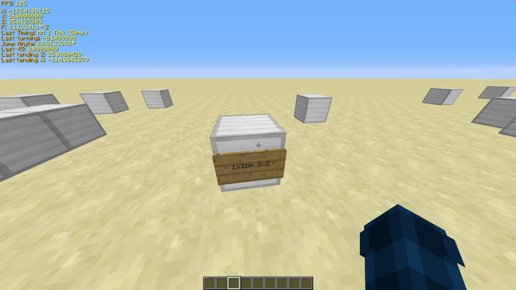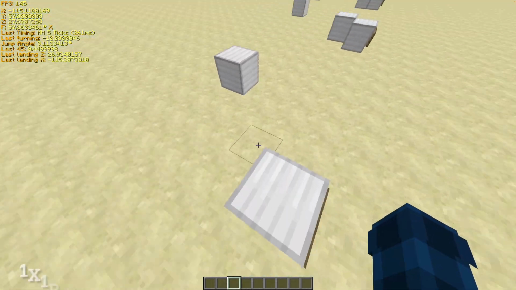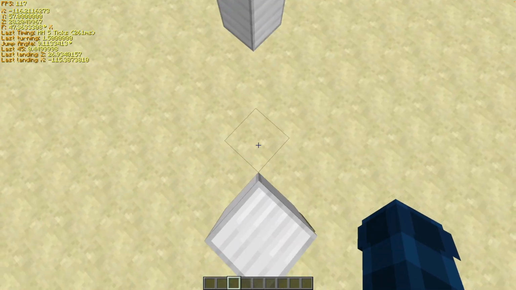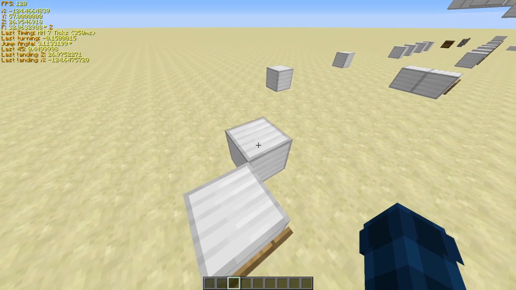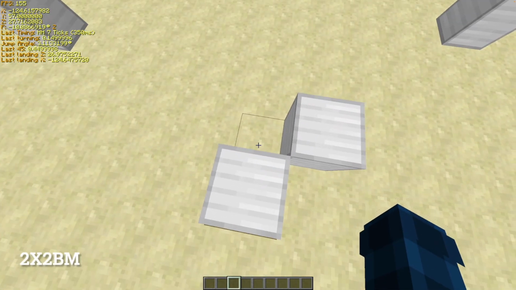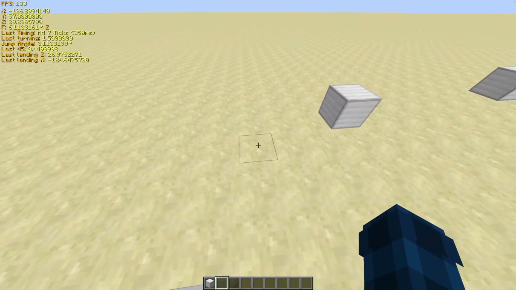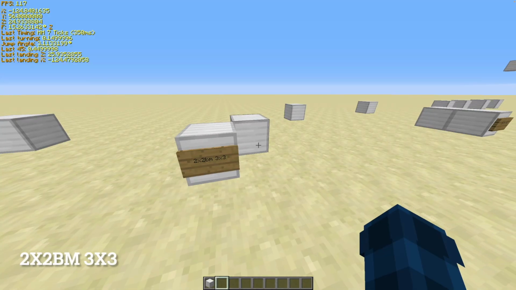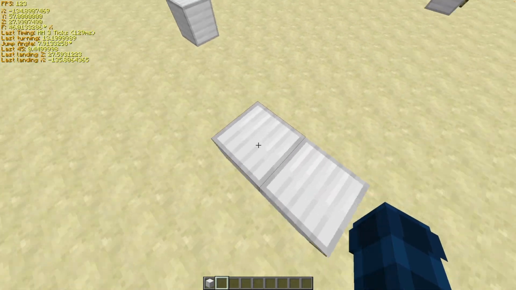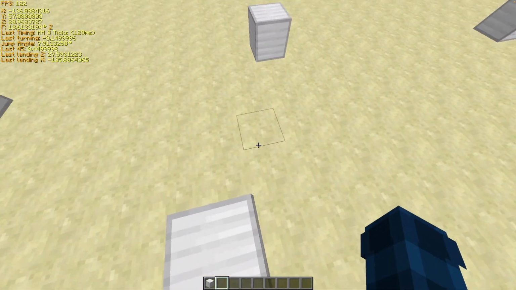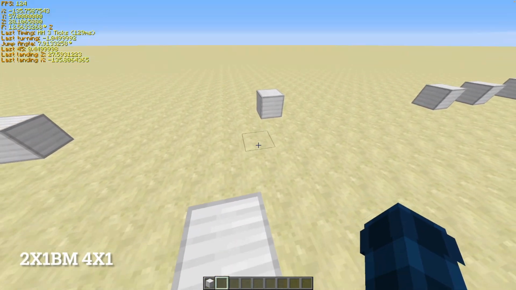Diagonal momentum is also pretty straightforward. First, you have 1 block of momentum in this direction, 1 block in this direction, so it's 1 by 1 bm, and then the jump itself is a 2 by 2. So this is a 1 by 1 bm, 2 by 2. And then here's another example. This one is 2 by 2 bm, even if it doesn't quite look like that because these 2 blocks are missing. And then this is a 3 by 3, so this is a 2 by 2 bm, 3 by 3. And then one last example. This is 2 blocks of momentum straight, 1 block sideways, and then you have a 4-block jump over 1. So this is a 2 by 1 bm, 4 by 1.